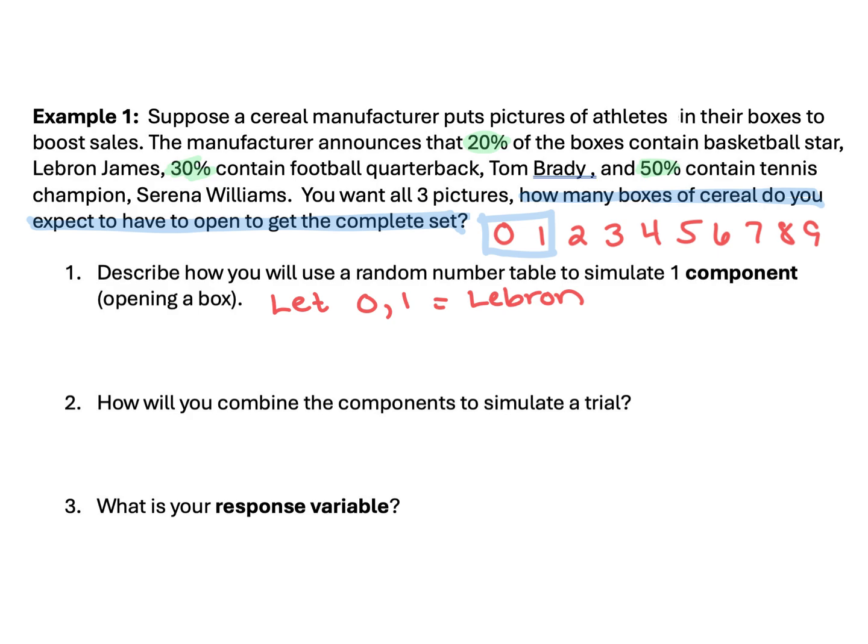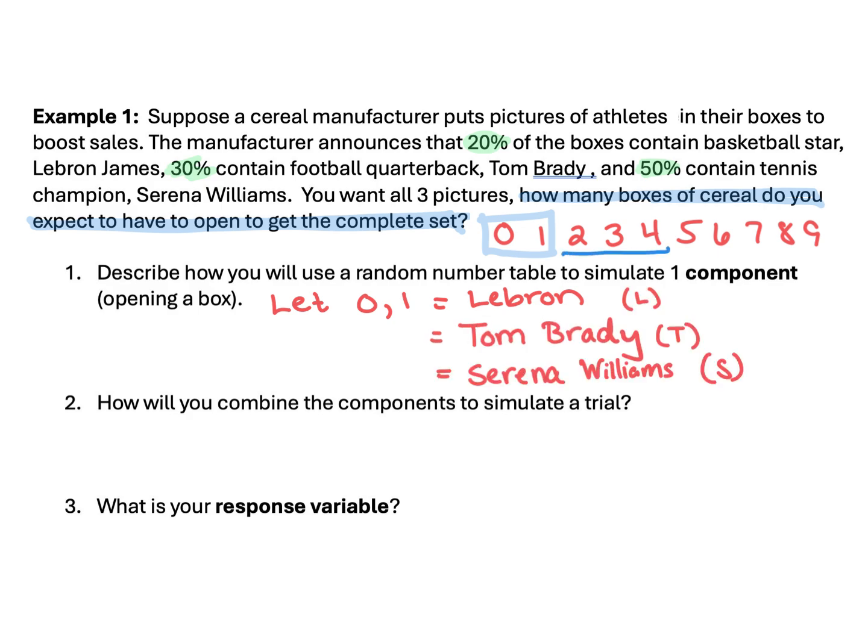Since I need 30% of the numbers to be Tom Brady, that would be 3 out of 10. So I'll let 2, 3, and 4 be Tom Brady. And then the remaining 5 would be 50%, so 5 through 9 would represent Serena Williams. I have also here on the side said LeBron will be L, Tom Brady T, and Serena S. I'm anticipating having to write some things out, and that will help me with my shorthand.